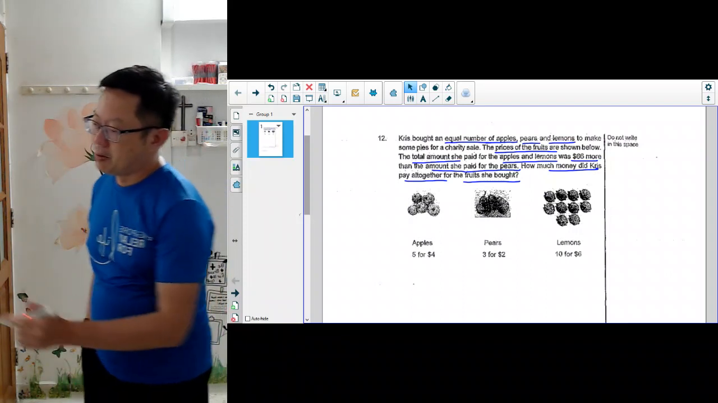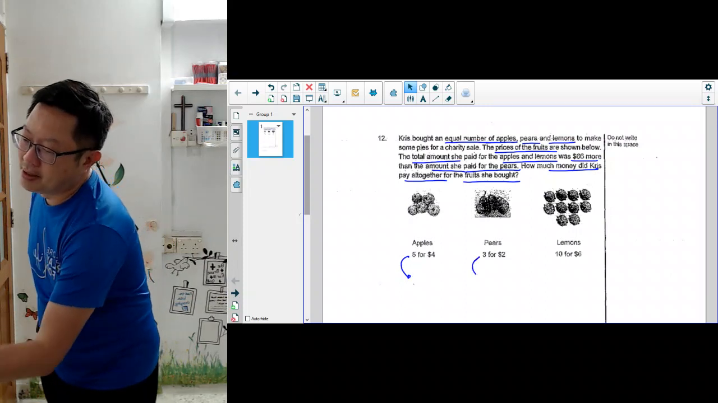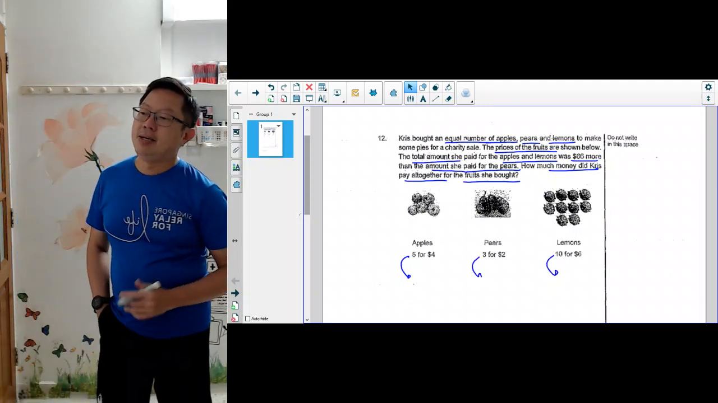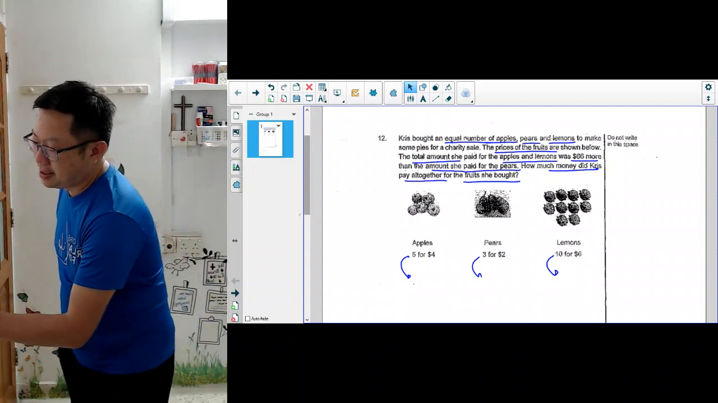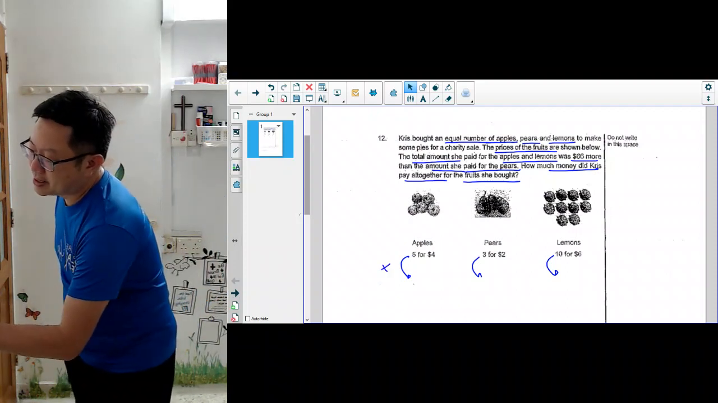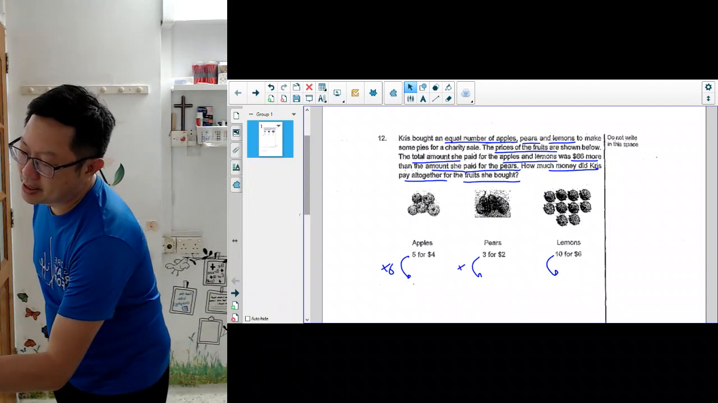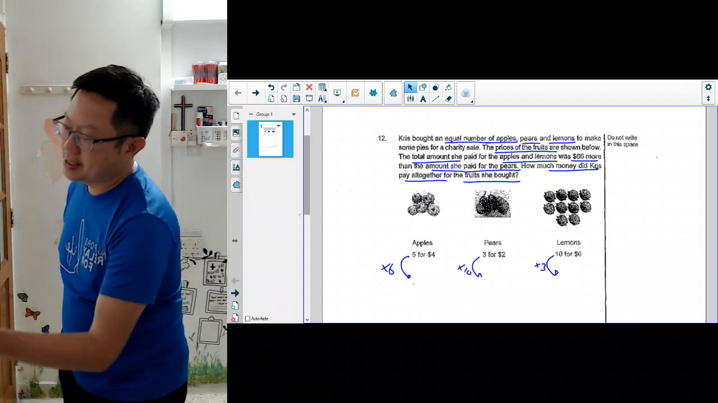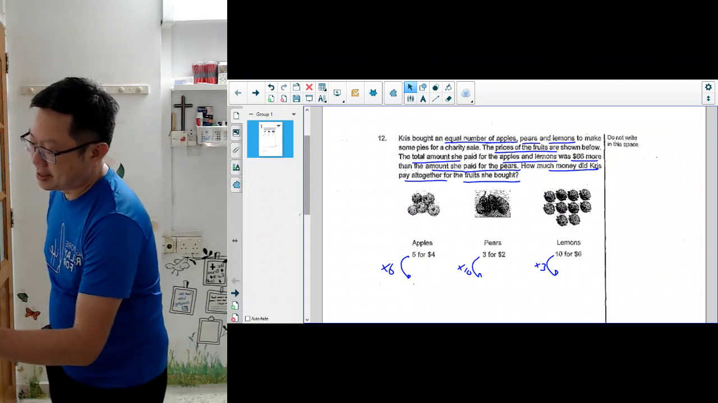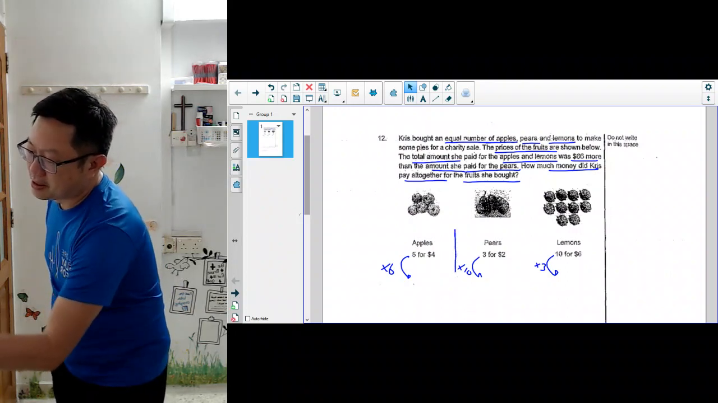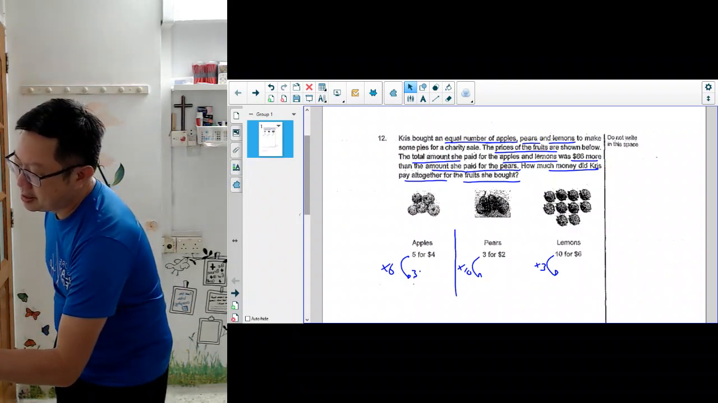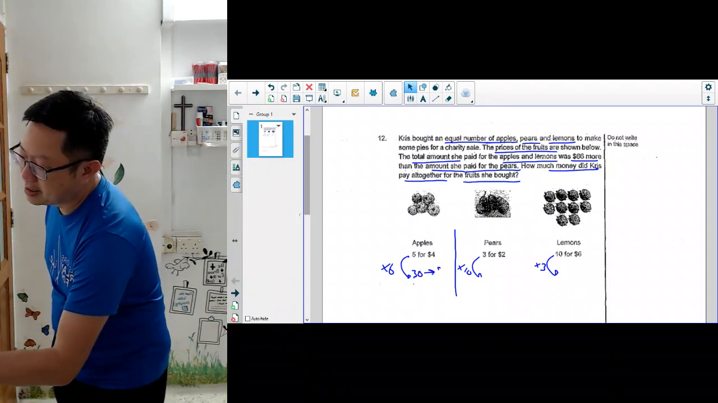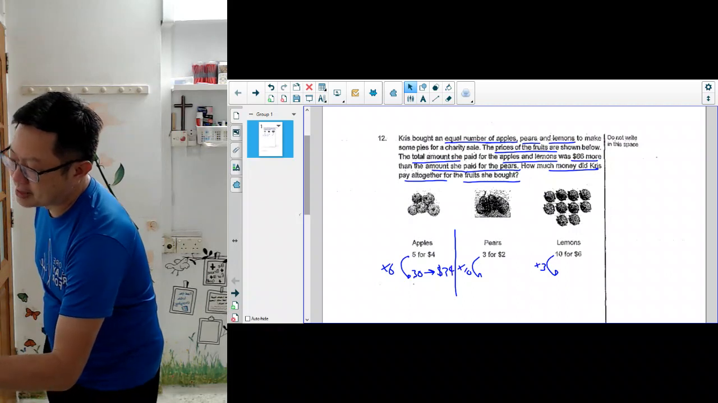To make them equal, you have to find their common multiple. And what is the common multiple? Which is 30. So you times 6, and then this will be times 10, and this will be times 3. And of course, the other side, you also have to do the same. So you have 5 times 6 is 30 apples, which is how much? So you also have to times 6 on the other side. That will be $24.